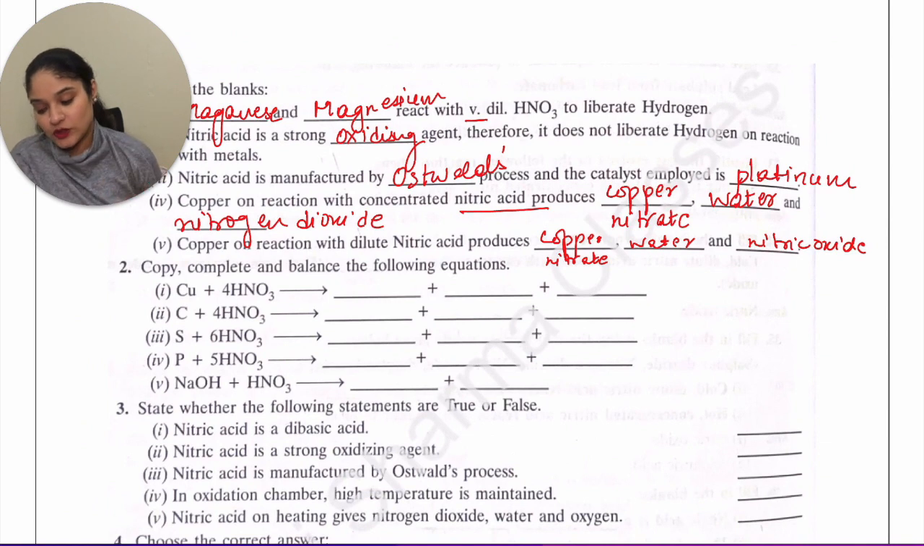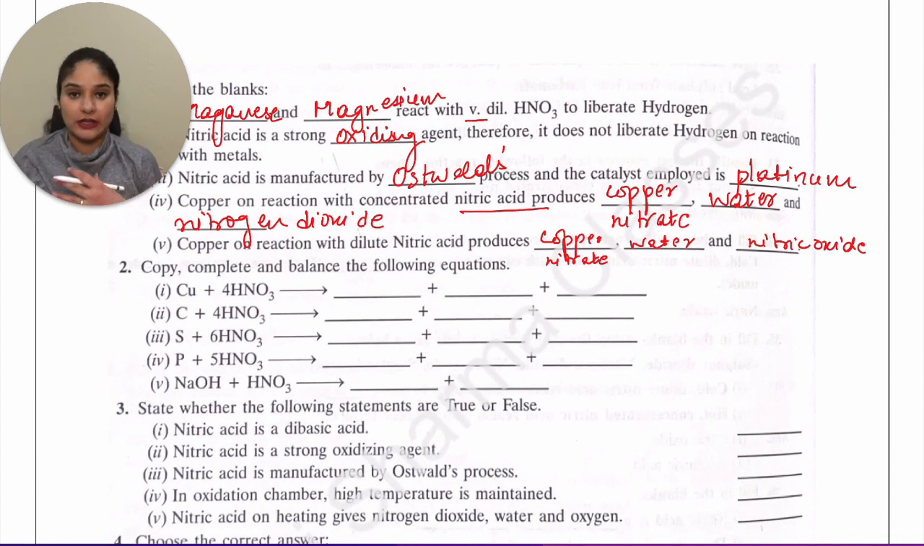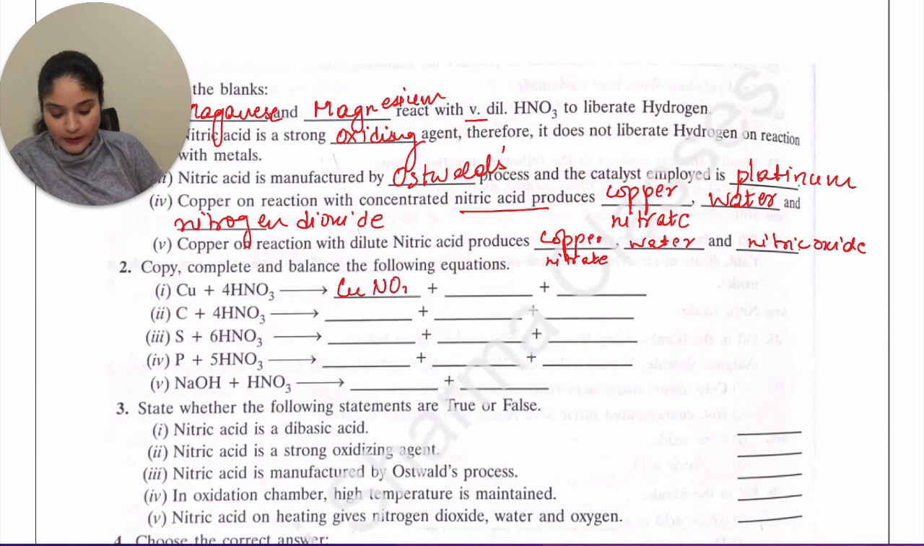So the next question is copy, complete and balance the following equation. So the first is copper with HNO3. If they have not mentioned whether it's dilute or concentrated, you are going to assume it's concentrated. So let's start with the answer for that. That would be copper nitrate, Cu(NO3)2, plus water plus NO2.